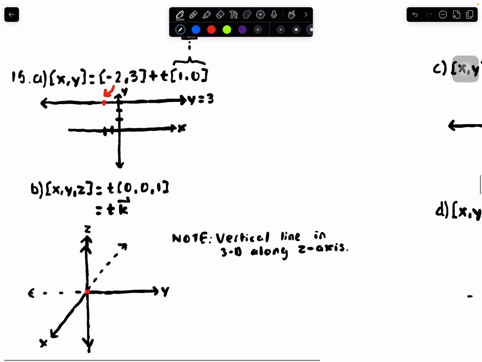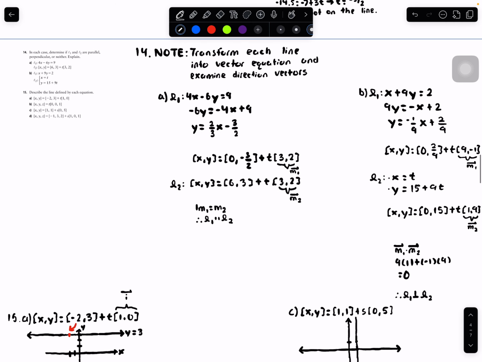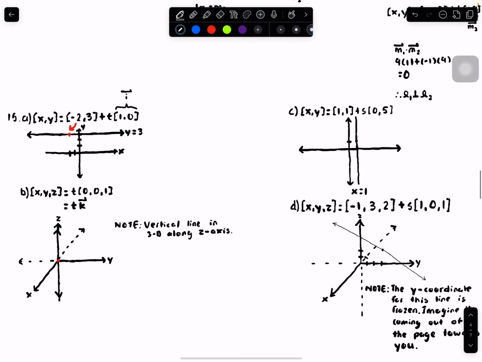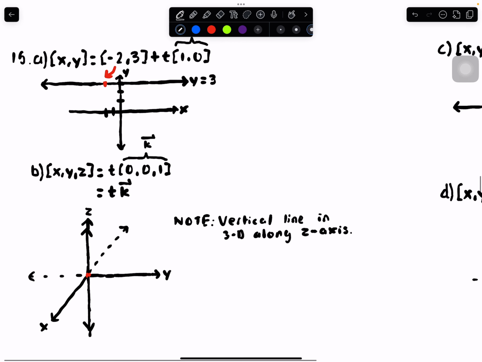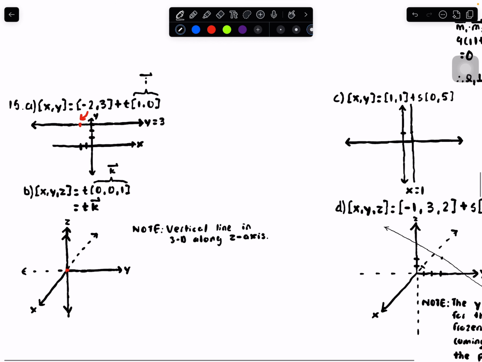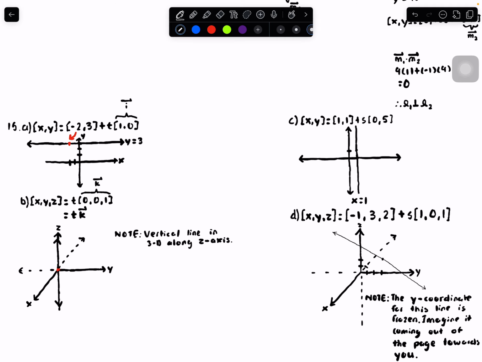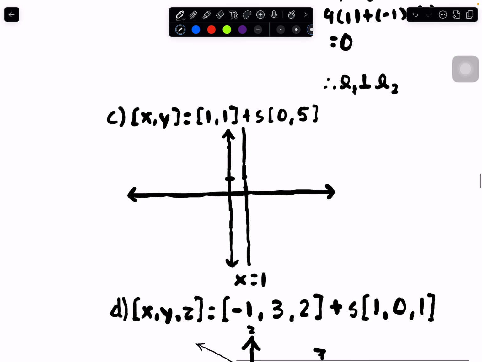B. So B was the line t times (0, 0, 1). So 0, 0, 1 is also a vector you should recognize. This is k in 3-space. So that's just a vertical line along the z-axis, exactly along the z-axis, actually. So yeah, a vertical line in 3D along the z-axis. Okay, good.